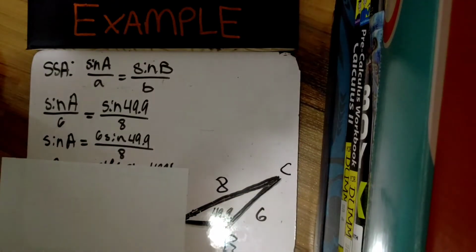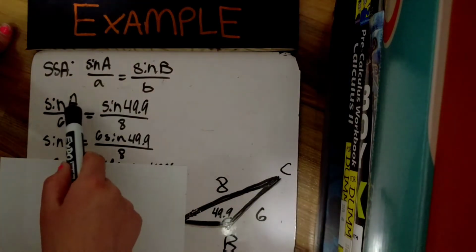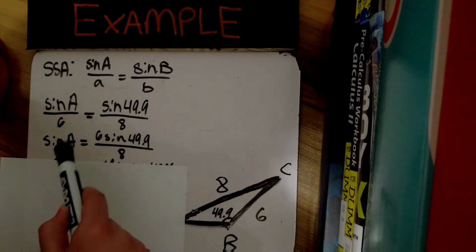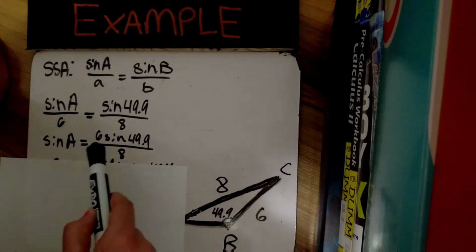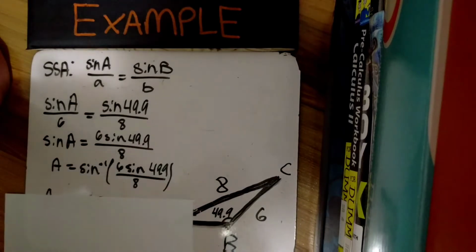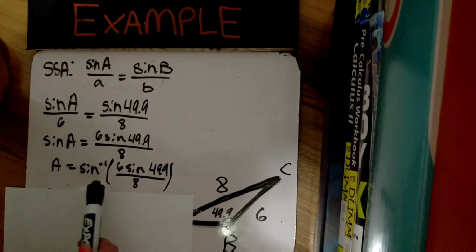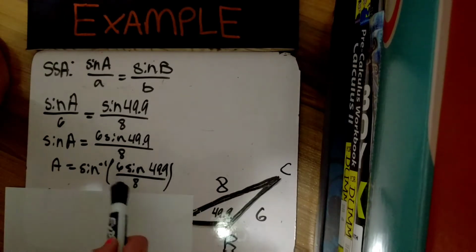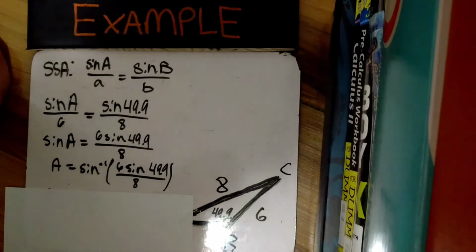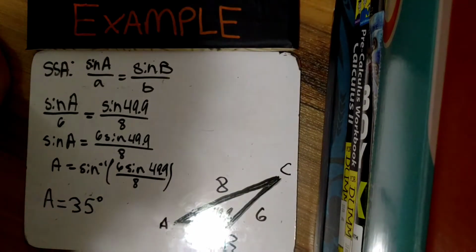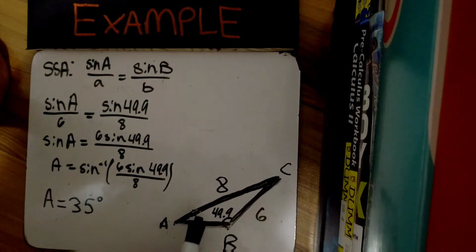Now, we want to get A by itself so that we can solve for A. So to start, we multiply by 6 to get sine of A by itself. So then we have 6 sine 49.9 over 8 equals sine of A. Now going even further, to get A by itself, we inverse sine. So A equals inverse sine of 6 sine 49.9 over 8. And when you solve that, you will get A equals 35 degrees. So this angle A right here equals 35 degrees.